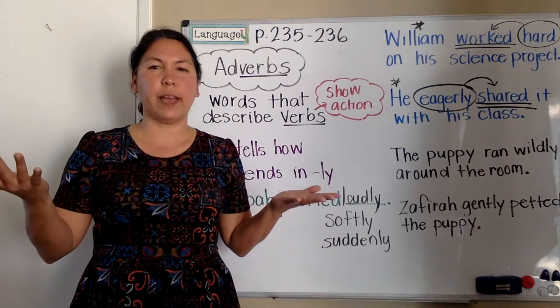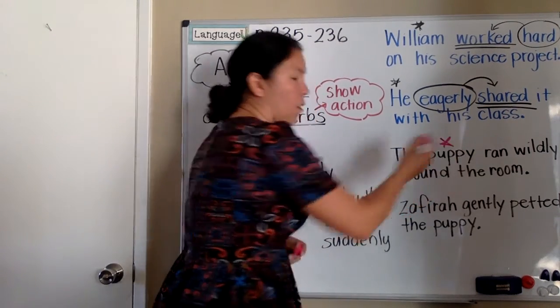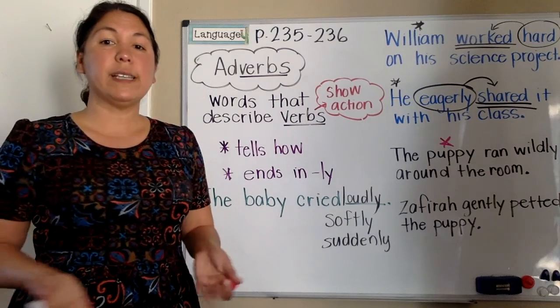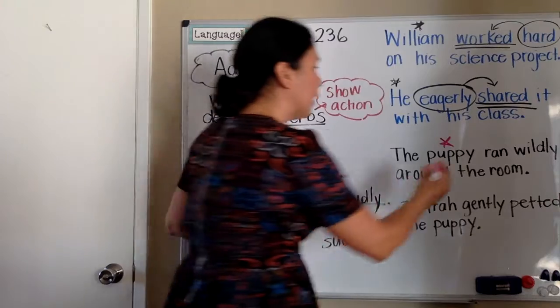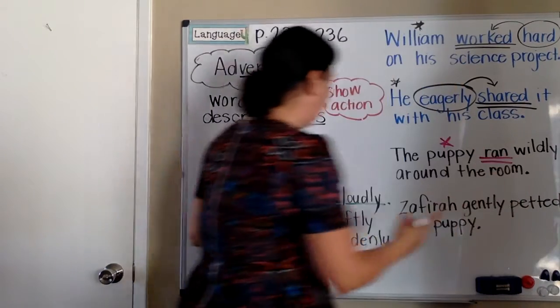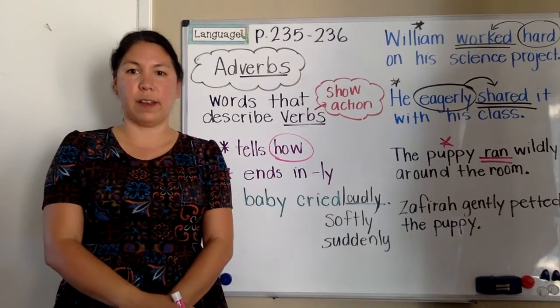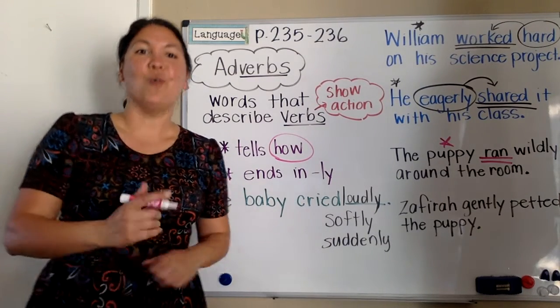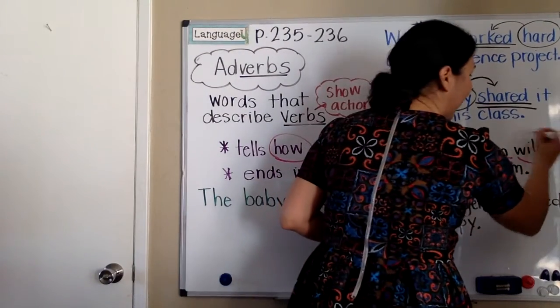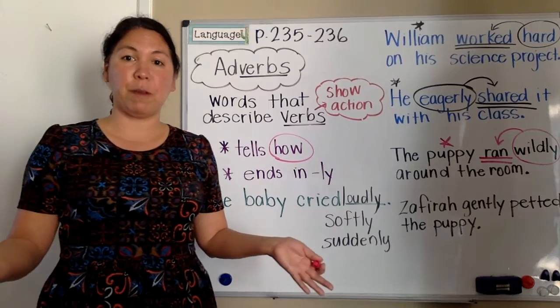Okay, what's my sentence about? It's about a puppy. Okay, so that's the star of my sentence. And what did the puppy do? The puppy ran. Good job. Now, we're looking for how did the puppy run? How did he run? He ran wildly. Very good. Wildly is my adverb. It's describing how the puppy ran.